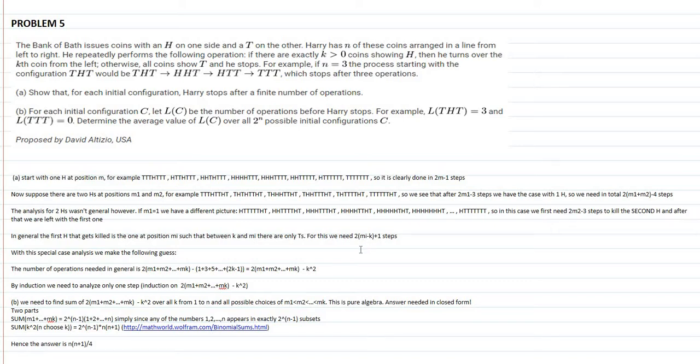So essentially, we claim that in general, if you have k H's and their positions are M1 up to Mk, then this is exactly how many operations you would need: 2 times the sum of these positions minus the sum of the odd numbers, 2k minus 1, 2k minus 3, down to 3 and 1. And then this sum is known to be equal to k squared. So essentially it's 2 times the sum of the positions minus k squared. So that's our conjecture, but actually not only our conjecture.